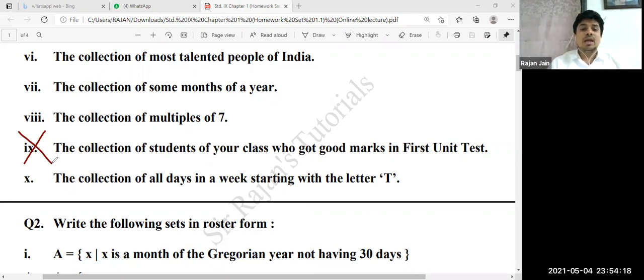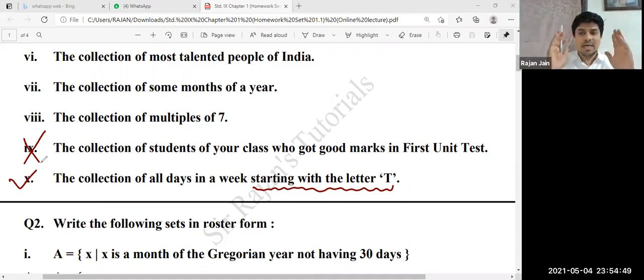Okay, the next one, collection of all days in a week starting with the letter T. Here it is specifically written that the day has to start with a letter T. So again, the definition is appropriate, and given a particular element, you can conclude whether that element will be a part of that collection or not. For example, Tuesday will be a part of it, Monday won't be a part of it. So you will say that it is a set. Okay, so I hope you have understood what is a set and what is not. Okay, let's go ahead now.